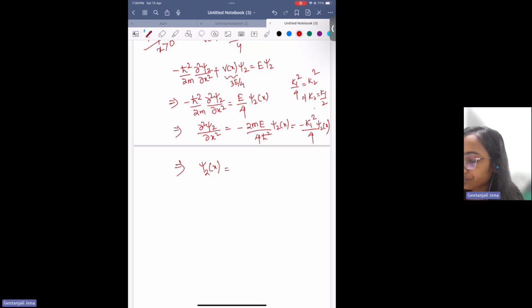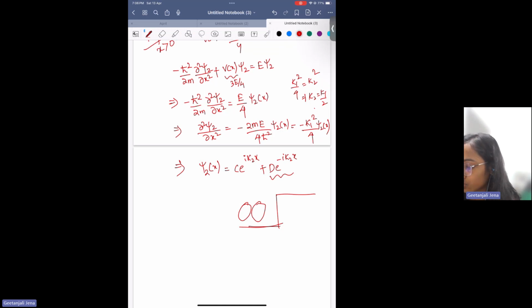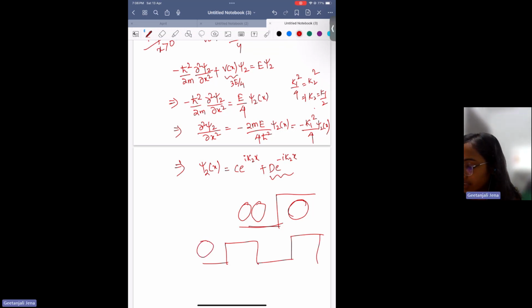So you will get psi 2 of x as C e to the power i k2 x plus D e to the power minus i k2 x. But the second term will not be present in region 2, because there is no potential barrier beyond this barrier. We have only one barrier at x equal to 0. That means we have incident and reflected waves in region 1, and in region 2 we only have the transmitted wave. If, let's say, we had two potential barriers, then here we would have incident and reflected waves, here also incident and reflected, and for the last region there would be only the transmitted wave.